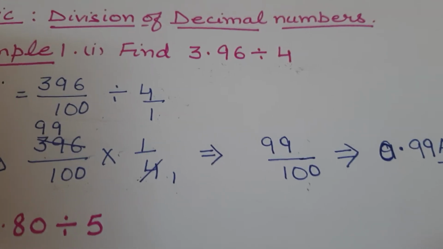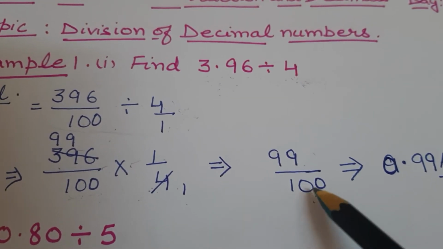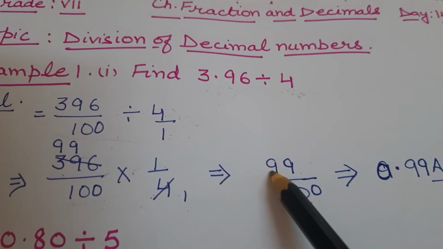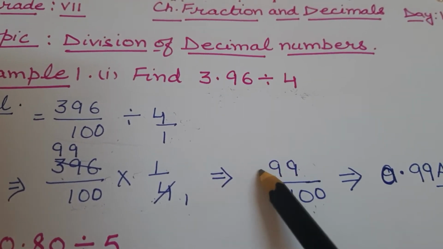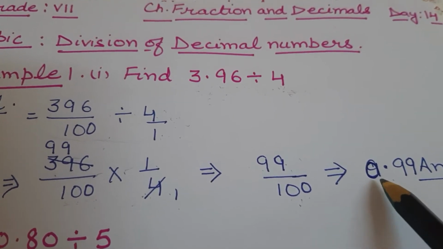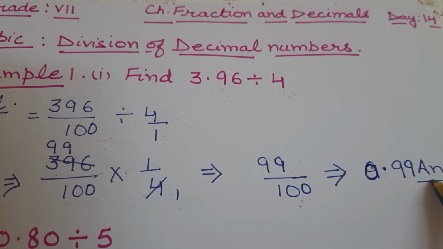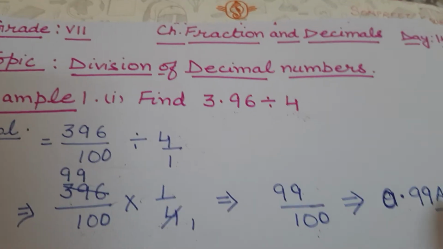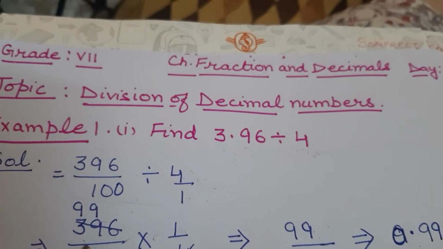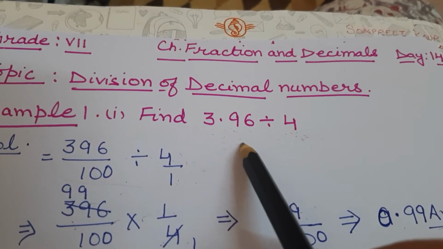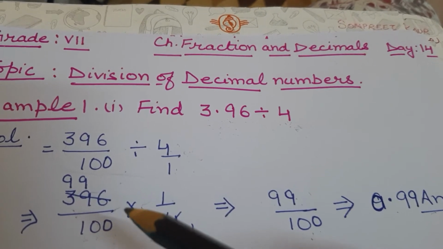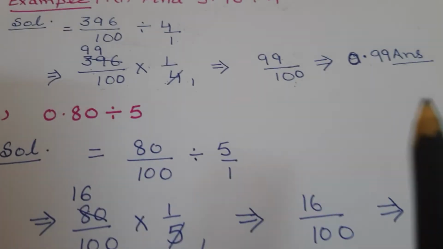So now put the decimal. How many zeros are there? 2. So the decimal will be after 2 places. 1, 2. So the decimal will be before 99. So the answer is 0.99. So is it clear to all? This is just simple, as you have done division of fractions. The only difference is how to convert a decimal into a fraction. Now we will discuss the next type.